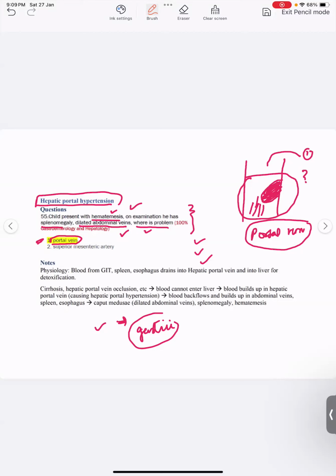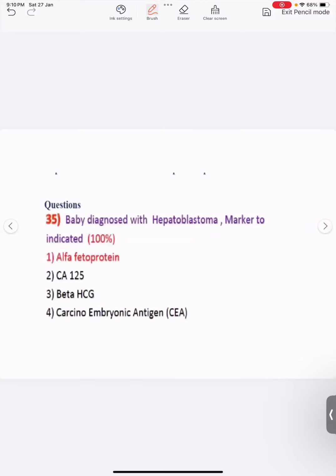And portal hypertension means there is hypertension in the portal vein. So which vein is involved? Option one is the correct one. The portal vein is involved. Okay, clear? Okay, next. This is the next question. A baby is diagnosed with hepatoblastoma, what is the marker for that hepatoblastoma? Alpha fetoprotein. Okay, so clear.